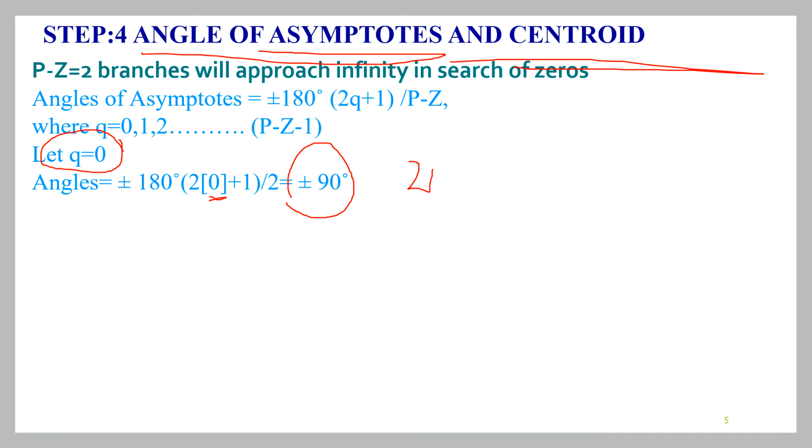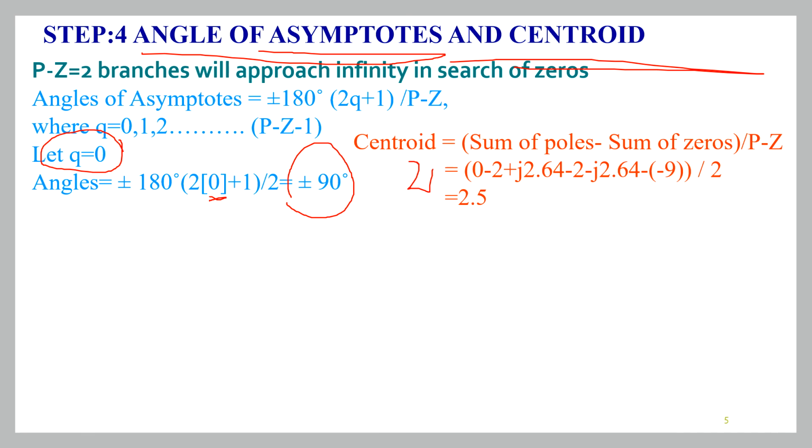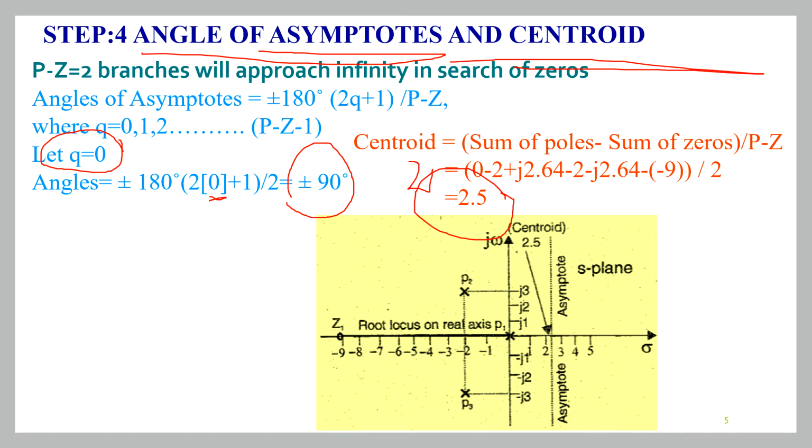Right? So the meeting point of asymptotes on the real axis is called the centroid. So let us calculate the centroid. The formula for the centroid is the sum of poles minus the sum of zeros divided by P minus Z. From step number 1, substitute the information of poles and zeros; P minus Z is 2, and we got the centroid value as +2.5. Let us mark all the values on the plot.